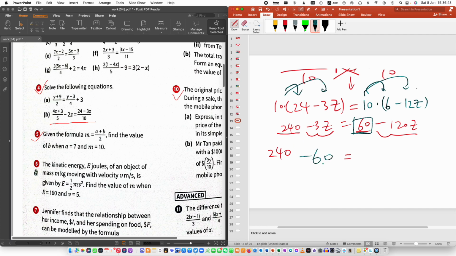So when you move the 60 over to this side, that means you want to move the minus 3z to that side. Clear? So copy the minus 120z. You see? Just copy. No change and no movement. When you move the minus 3z over, it becomes plus 3z. Are you clear? Why? When you move over, you change sign. Minus becomes plus. So this one is 180.